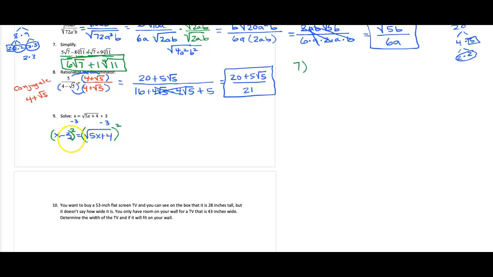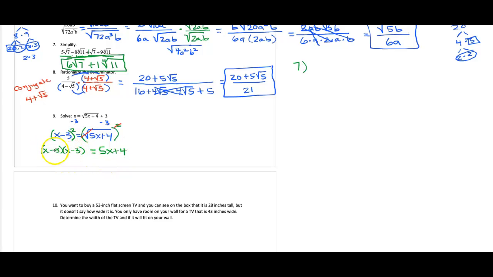So here, be careful with this, because I can't just distribute that power through to them. This is telling me to FOIL. I need to do x minus 3 times x minus 3. Make sure you FOIL that out. And then on this side, that square root and that square undo each other, and so then I'm just left with 5x plus 4 on this side. Okay, so let's keep going.